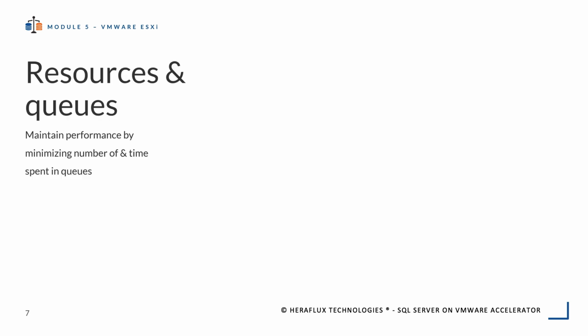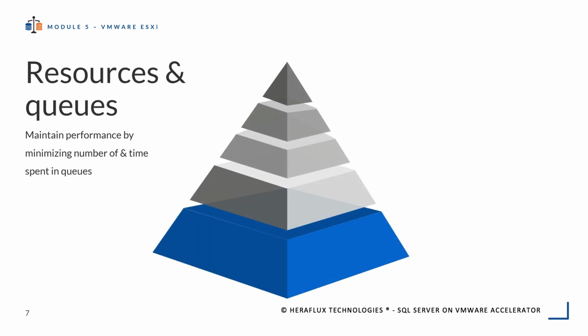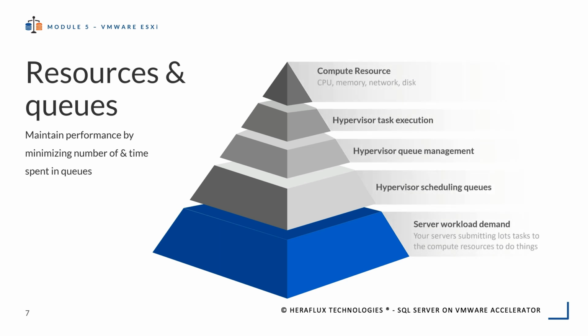Like I mentioned in the first module, virtualization is nothing more than a collection of computer resources in the physical server, including CPU, memory, network, and disk, and queues inside the hypervisor to allow multiple virtual machines to share access to these compute resources. If you take a look at this pyramid from the bottom up, it starts to make sense. Your virtual machines and their workloads submit tasks to the hypervisor to do certain things on these compute resources. They do not know that they are inside a virtual machine. They think they have direct access to the compute resources and just simply don't know any better.